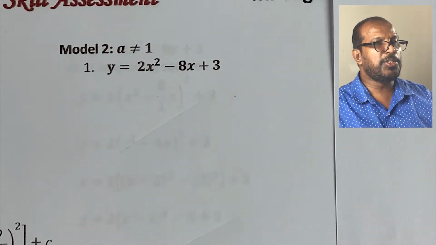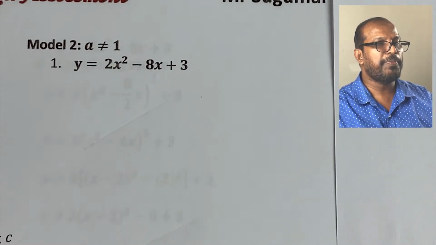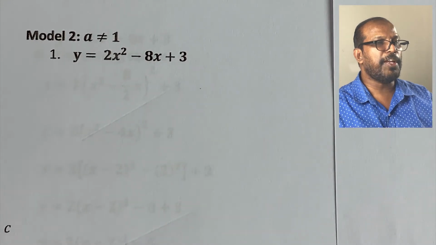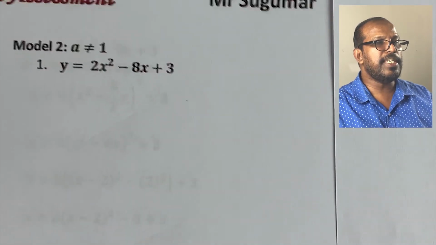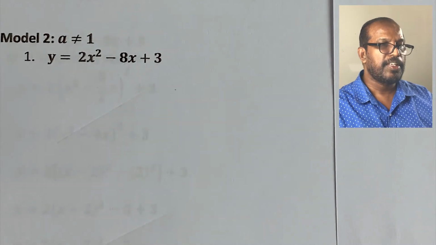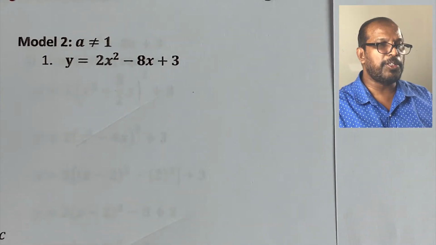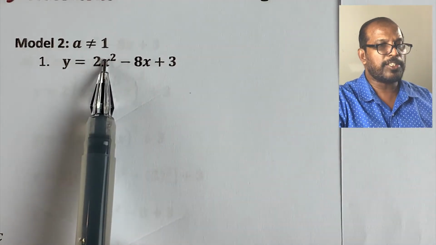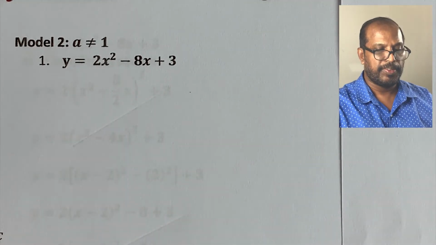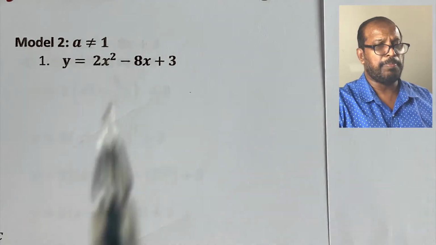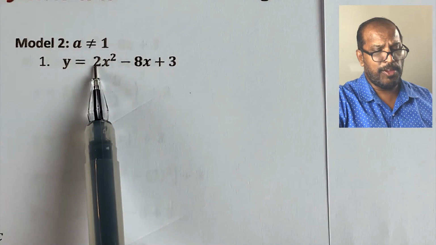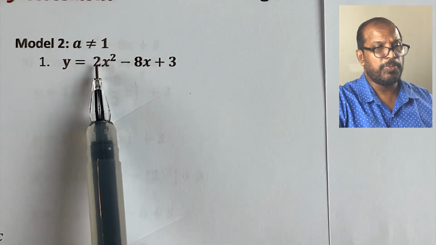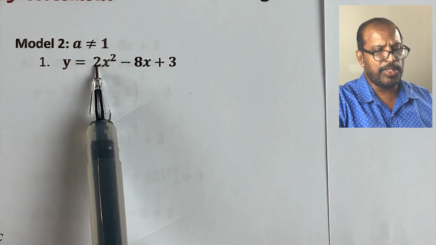So what is model 2 here? If you look at model 2 now, the question is y equals 2x squared minus 8x plus 3. But the first value here, the coefficient of x squared, is 2. Therefore, I need to eliminate the 2.